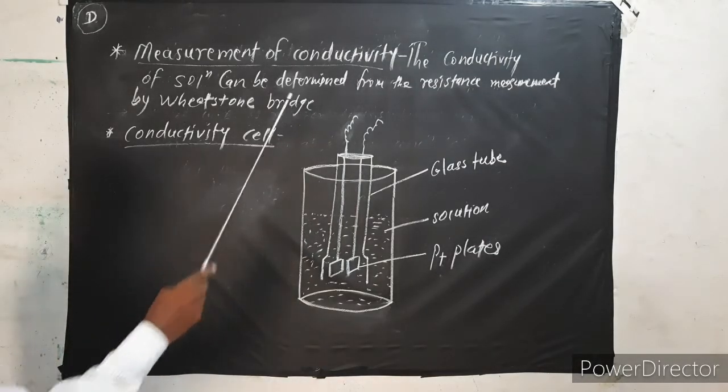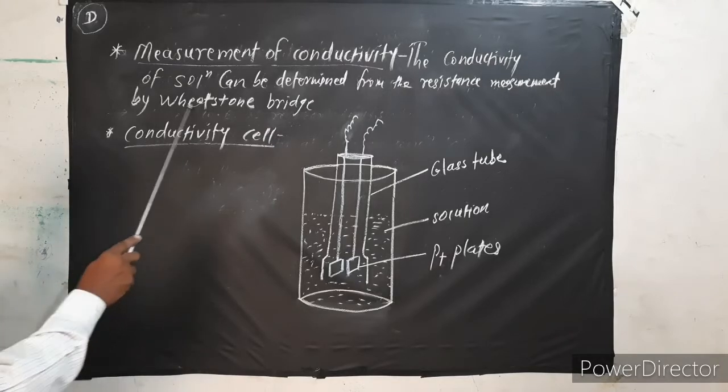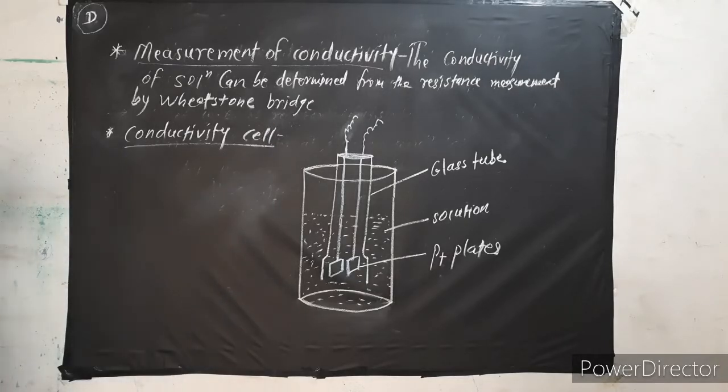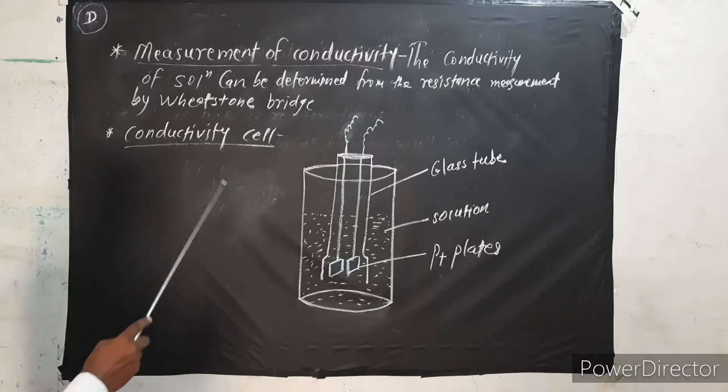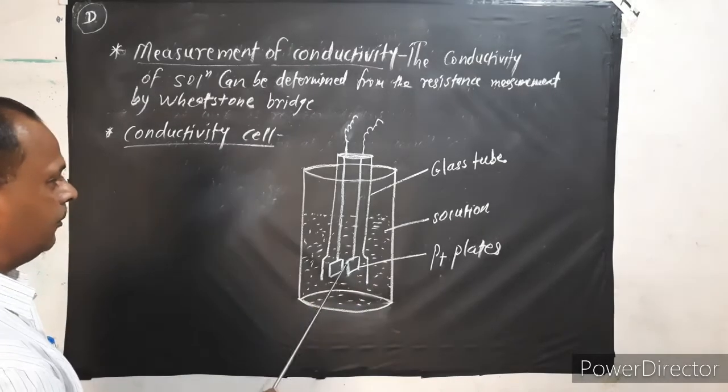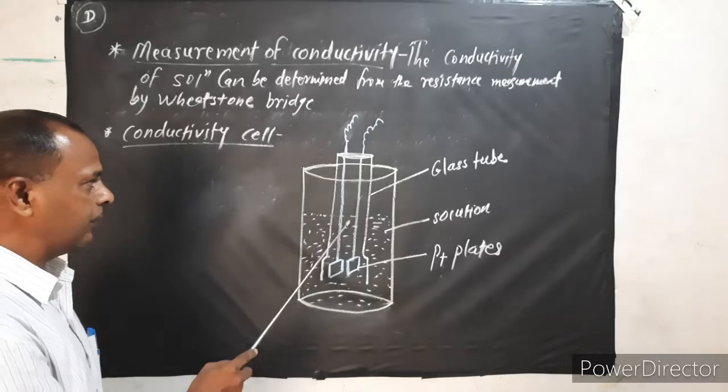That conductivity cell is used along with the Wheatstone bridge apparatus, that is the particular principle. Now, the conductivity cell, the way of that. What exactly is a conductivity cell?